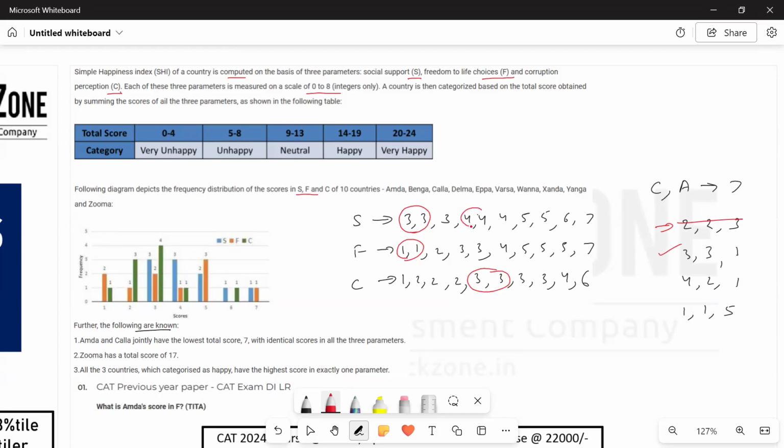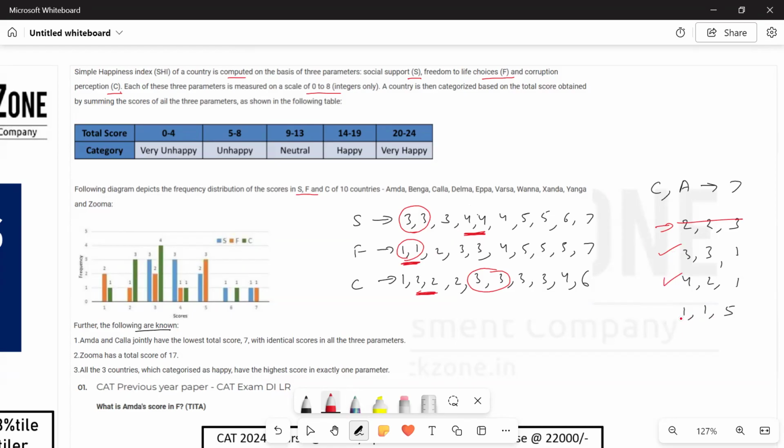So 4 can be S, F can be 1. Instead of circling, let's underline it this time. 4 can be S, 1 can be F, and 2 can be C. This is also possible. One configuration, this is possible.